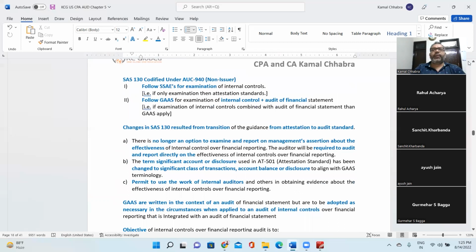SAS 130, codified under AUC 940, for the non-issuer. First thing is to follow SSAEs for examination of internal control. Earlier there was SSAE 501, I think, which is for the attestation or examination engagement for internal control. Now we follow the GAS for examination of internal control when you are testing internal control in addition to the audit of financial statements, and you're planning to give the integrated report, or a combined report of the financial statements and internal control report. Right?